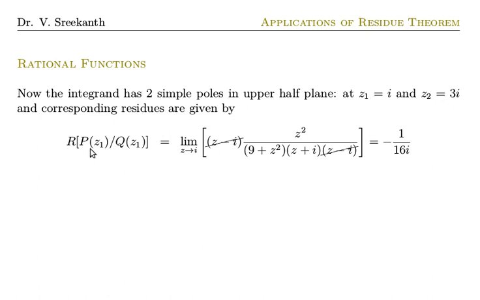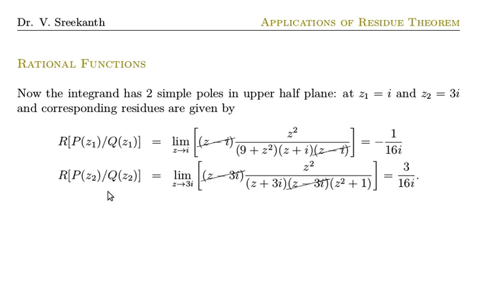For Z1 you can calculate it using the formula. It's a simple pole, so very easily you can write it out, it will be minus 1 by 16i. Okay, now we will calculate for Z2, which is 3i, and that can also be easily calculated without any difficulty, and it will come out to be nothing but 3 by 16i.